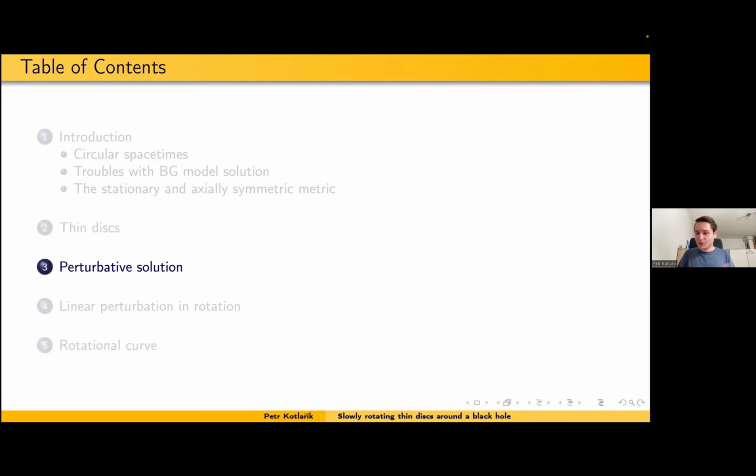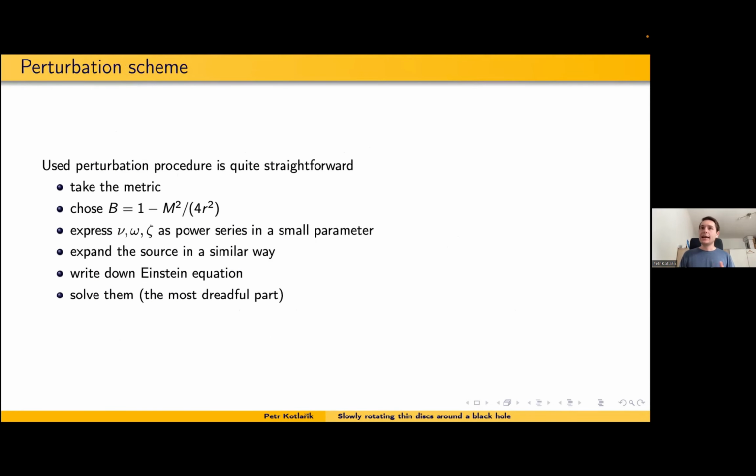Great. As you could have seen, the Einstein equations are quite complicated. So we have to make our lives a bit easier, so we can try to solve them using some perturbation scheme. And our perturbation scheme will be very simple. We take the metric, choose B this way, so the horizon is really the spheric horizon, then express all the metric functions and also the sources as a power series, write down the required Einstein equations and try to solve them.